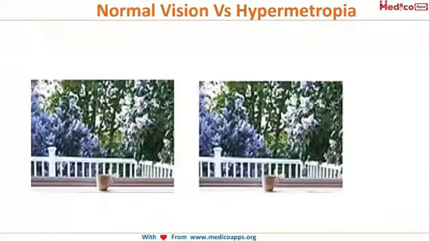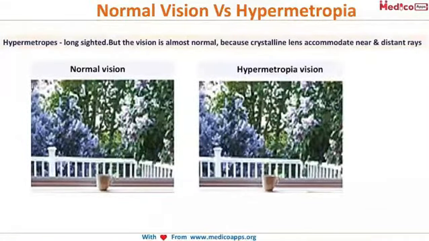Okay. Now an interesting thing you have to see here is the difference between the vision of normal people and hypermetropes. See, there is no difference at all. Why is this? They both look the same. This is because the crystalline lens accommodates both the near and the distance rays. This is the problem with hypermetropes, that they accommodate for very high powers as well. So they have very clear vision even though they are high hypermetropes. Usually they have normal vision because of the accommodation by the lens.